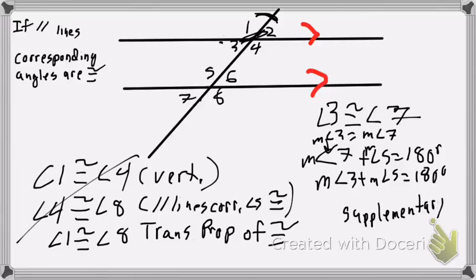2 is congruent to 3. They're vertical angles. 3 is congruent to 7 because they're parallel lines.